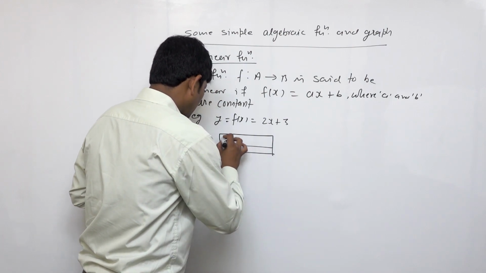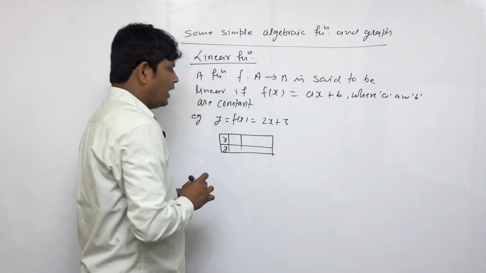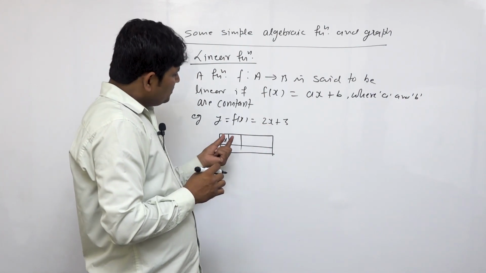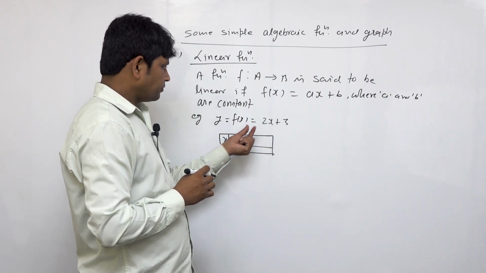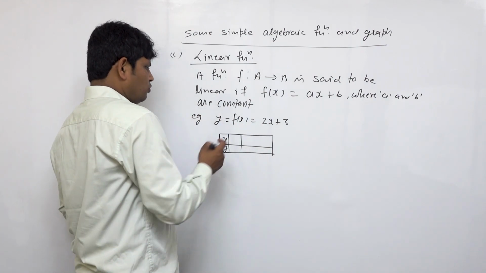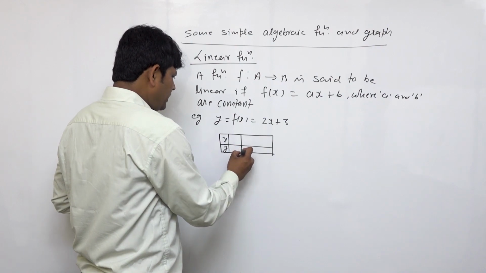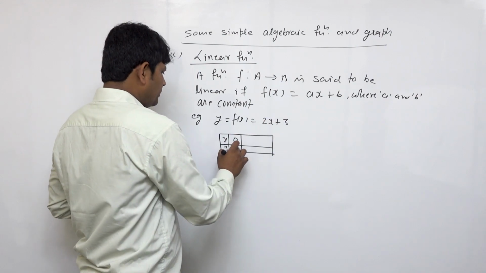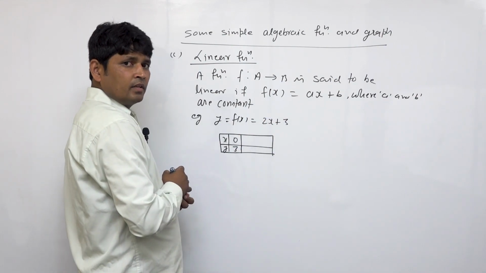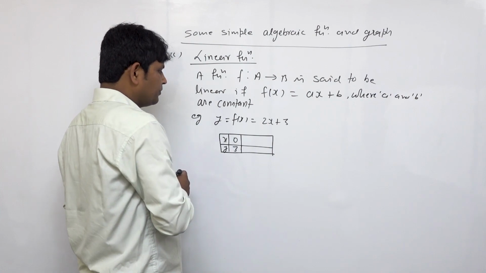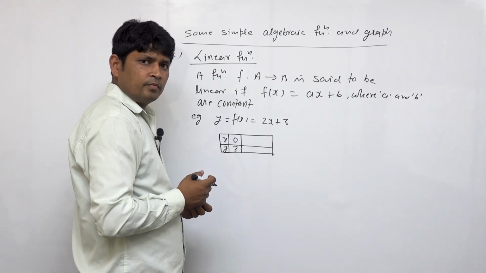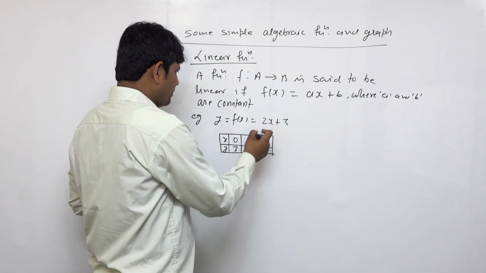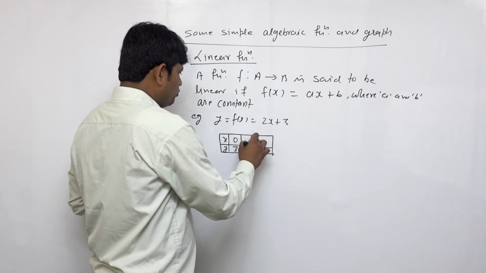Here is x, y. You can take any values of x here. Any values of x we can take. We need at least 2 points. So if x is equal to 0, then y is 3. If I take another value of x, you can take any values, 1, 2, 3, minus 1. So you can take a simple value, that makes it easy. So I will take 2.